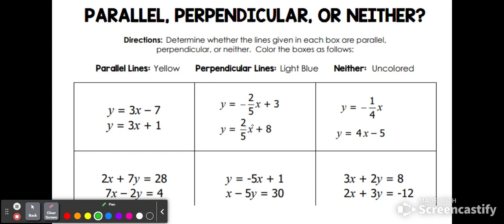So let's just talk about these three real quick. I notice 3 is the slope, 3 is the slope. These are parallel. I notice 2/5 and 2/5, one positive, one negative. However, they did not make it the reciprocal. This would be neither. And over here, we have -1/4, then +4/1. These are opposite reciprocals, and we have perpendicular. So the rest we would need to work out. You could use this as a practice page. I will let you decide.